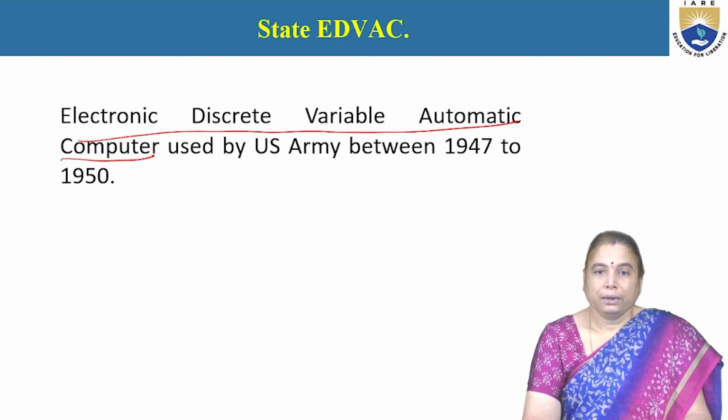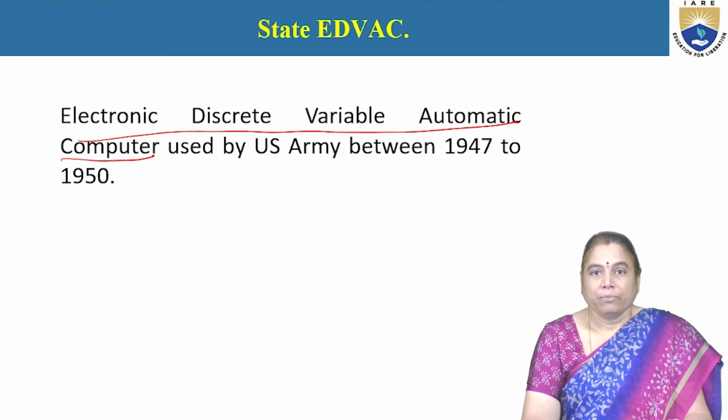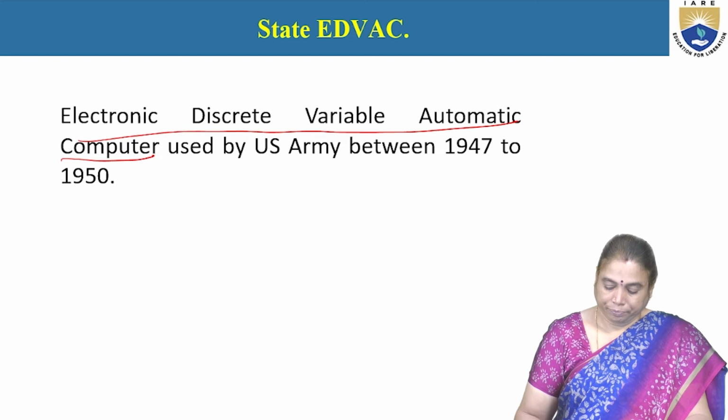Here it was used by the US Army between 1947 to 1950. So, it is a first generation computer. The basic electronic device used in the EDVAC is the vacuum tube. So, the size can be very large and more heat can be generated with the help of this device. And it is the best example for the first generation computers.